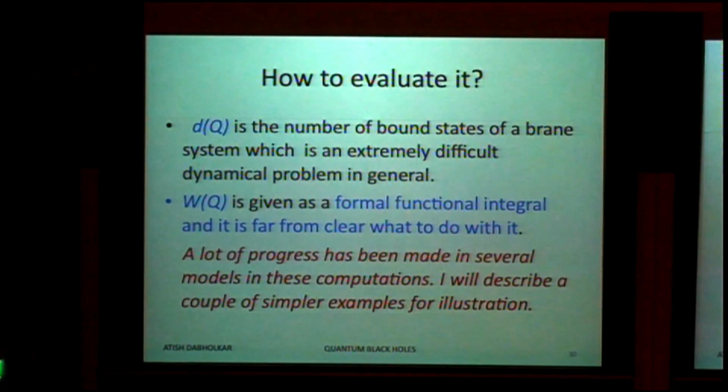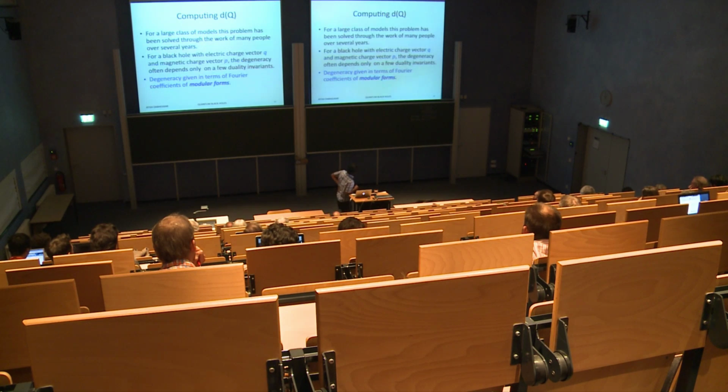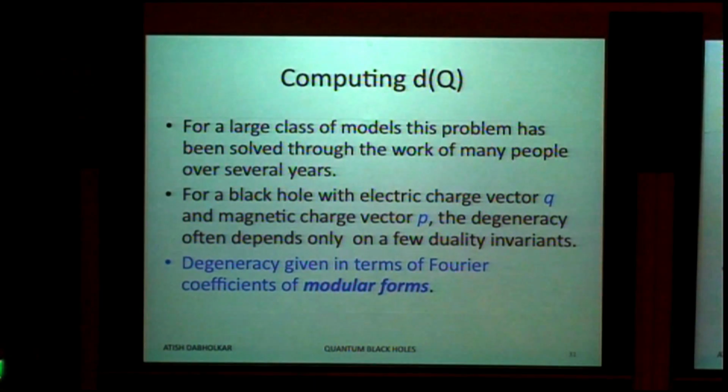Again, supersymmetric black holes, which means extremal analogues of extremal Reissner-Nordström black holes. And W of q is given by some formal functional integral that we need to evaluate. So I just want to illustrate to you by some examples how these things work. Computing d of q, as I said, the problem has been solved, and in some of the simplest examples, there is actually some very beautiful mathematics which enters.